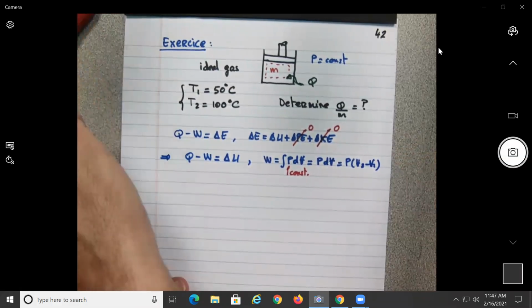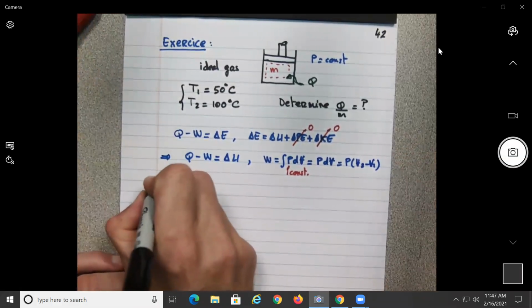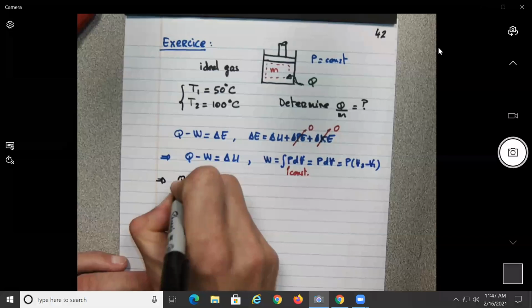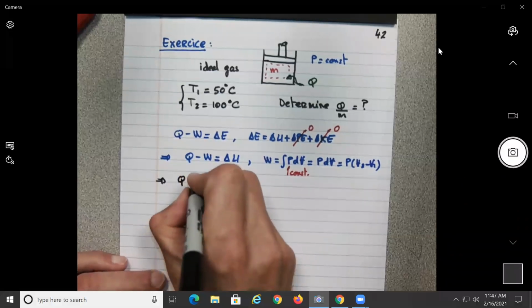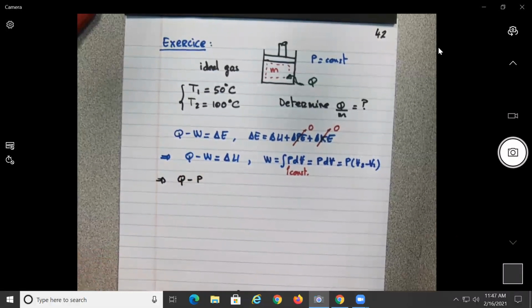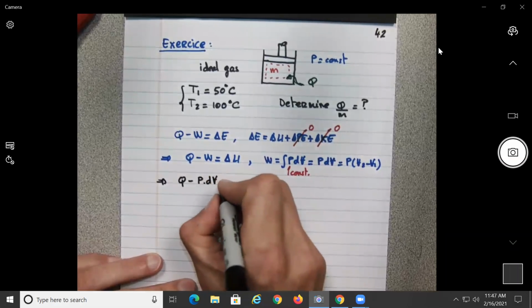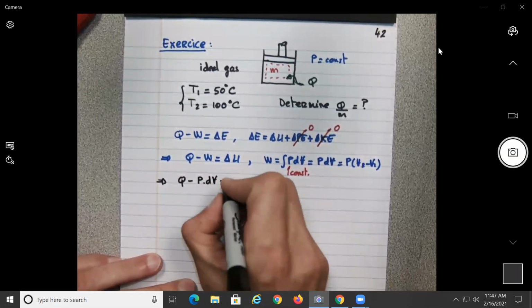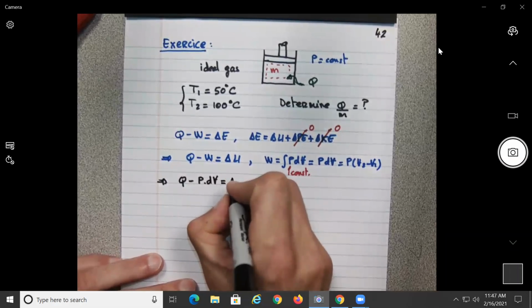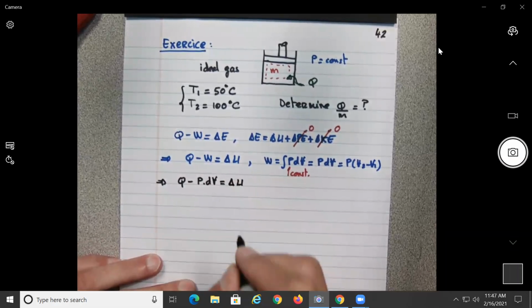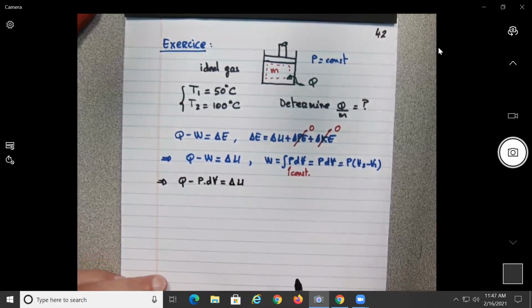Okay, so I can rewrite this equation as what? Q minus P dV equal to the change in internal energy, okay?